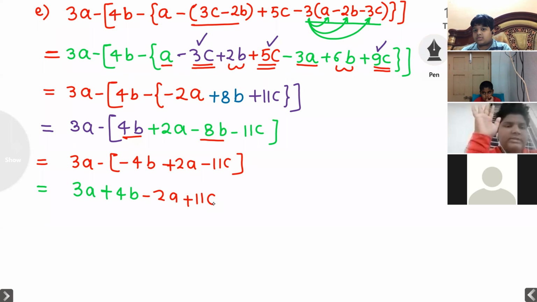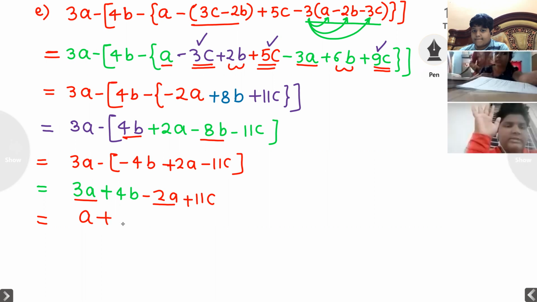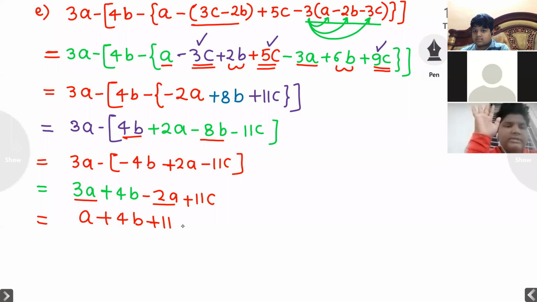Again, I have to check like term and unlike term. 3A minus 2A. Both are like terms, sign different, subtraction. A. Plus 4B is alone, 11C is alone. This is our answer. Note down. A plus 4B plus 11C. Make it fast, everyone. Very clearly, I have explained here.